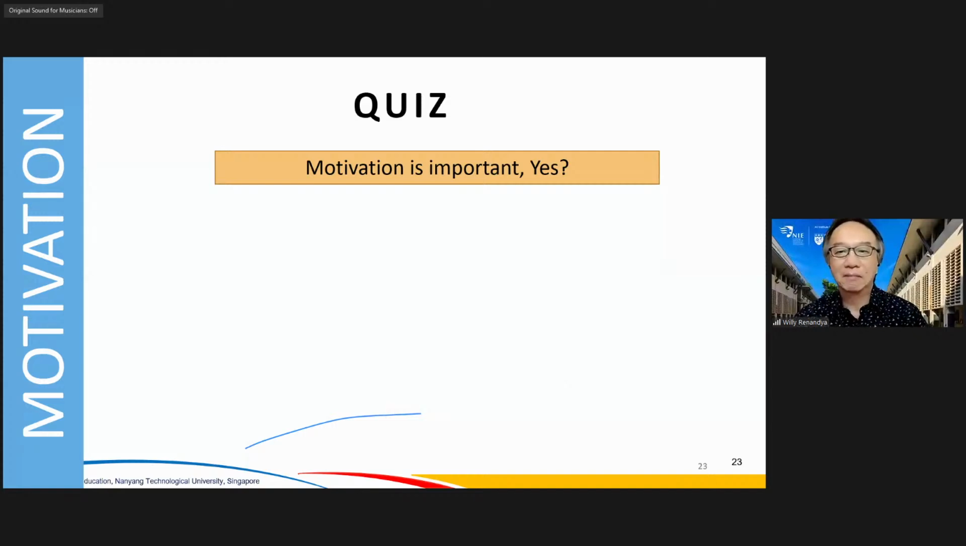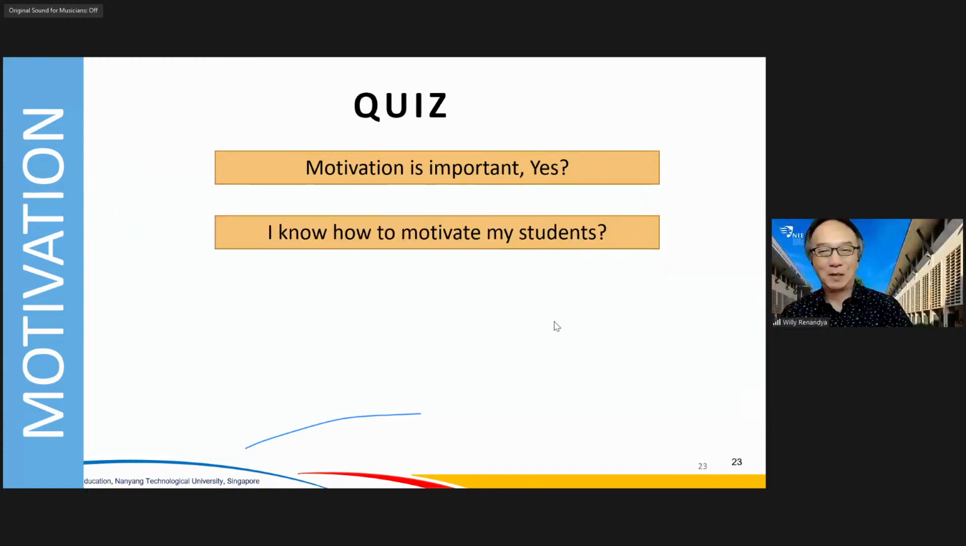Secondly, I know how to motivate my students. Yes, no? Yes, I think I do. If you do, then I should stop presenting, because my understanding is that many teachers don't know. They think they know, but they don't. They think they know how to motivate their students, but actually, they don't know how to motivate their students.